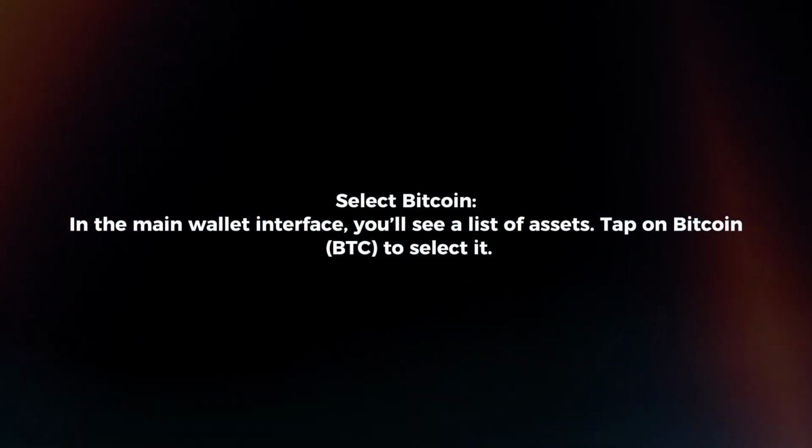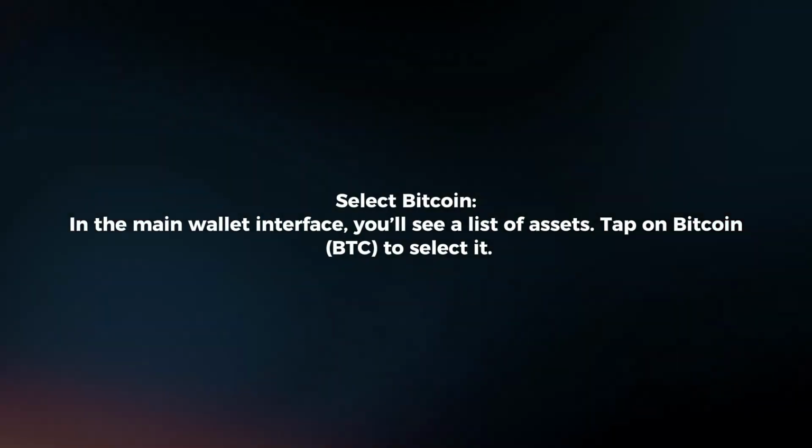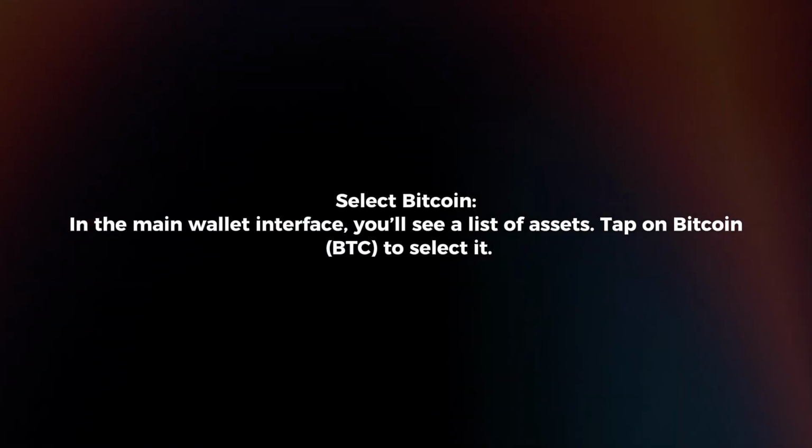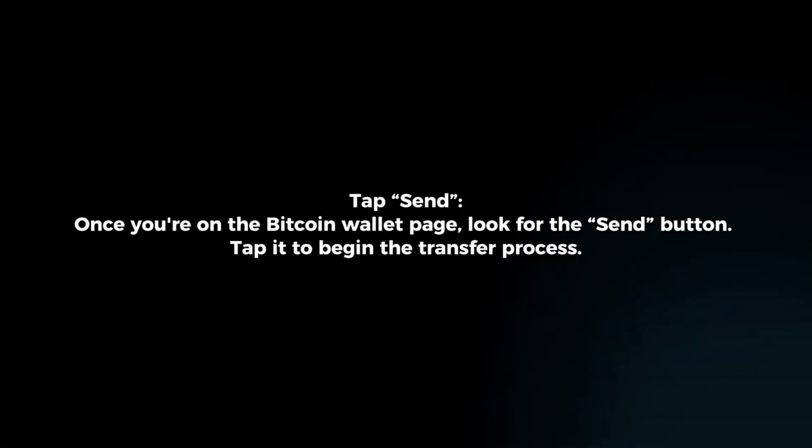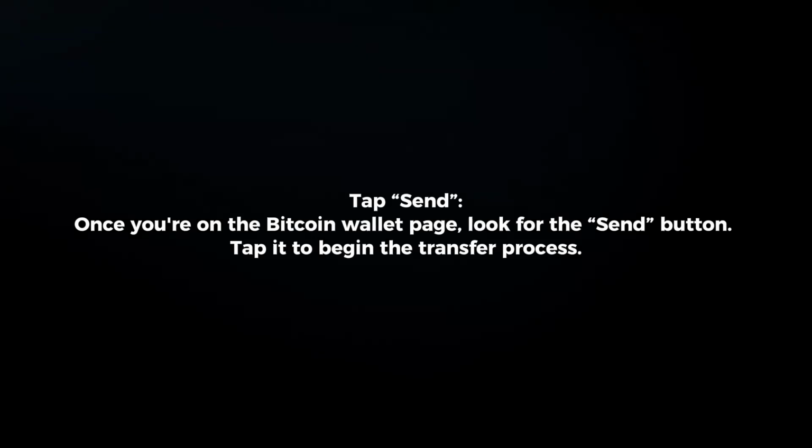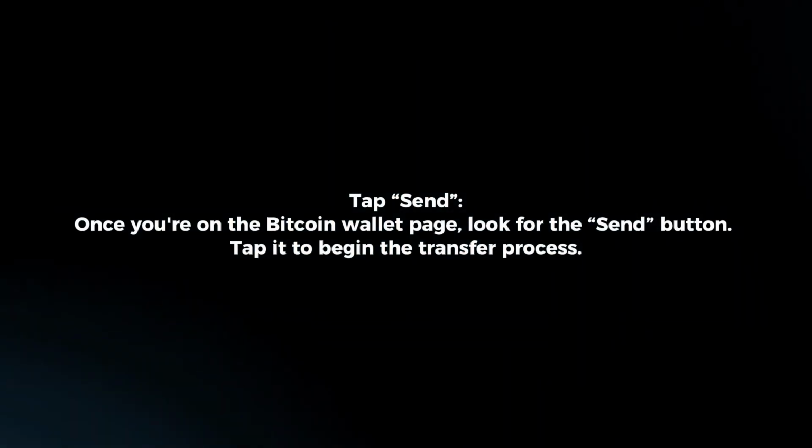Select Bitcoin. In the main wallet interface, you will see a list of assets. Tap on Bitcoin to select it. Tap Send. Once you're on the Bitcoin wallet page, look for the Send button. Tap it to begin the transfer process.